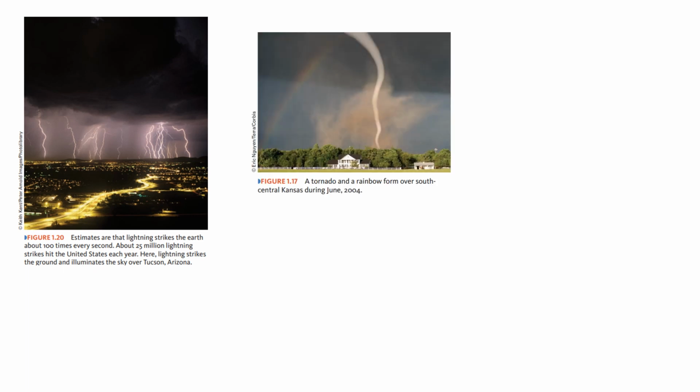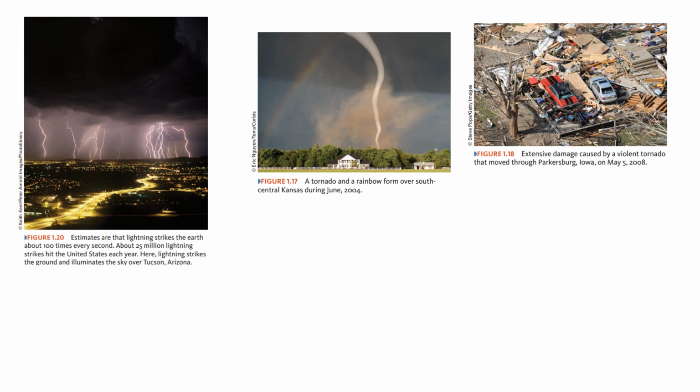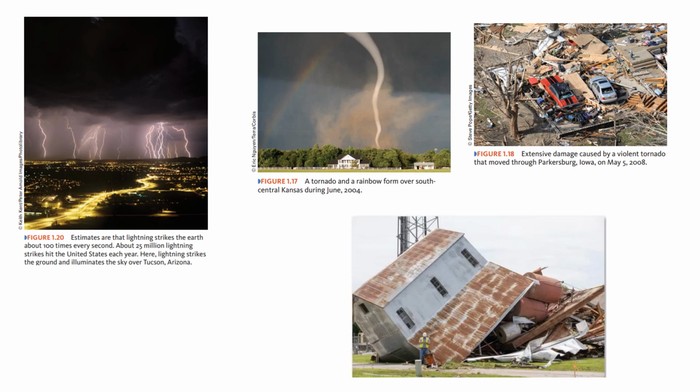We also have here the lightning. Lightning is sometimes feared because it can cause life and death, and also tornadoes. In this picture, there is a tornado and a rainbow formed over south central Kansas. It looks nice, but after that, the destruction is extensive. So the damage caused by a tornado looks like this and could also look like this, the hurricanes and tornadoes. So these are some of the few atmospheric hazards.